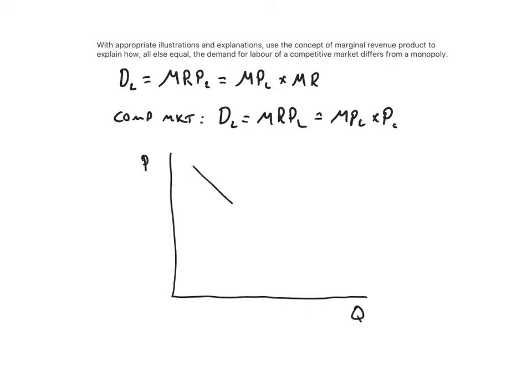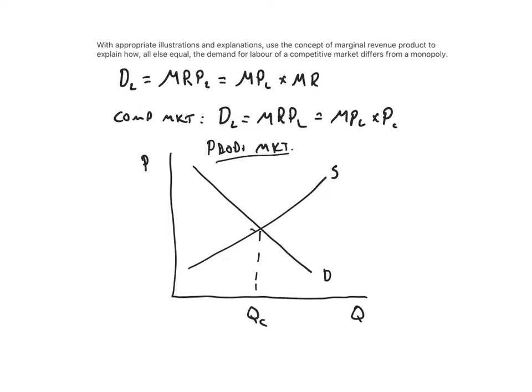We've got a demand curve that slopes down. Now this is for the product market, so we don't get confused with the labor market. And in a competitive market, we'll have an upward sloping supply curve. And so in the competitive market, this is going to be the competitive quantity, and this will be the competitive price.